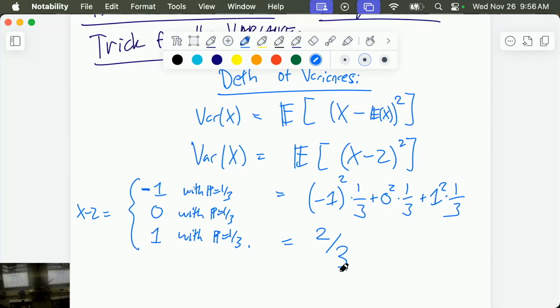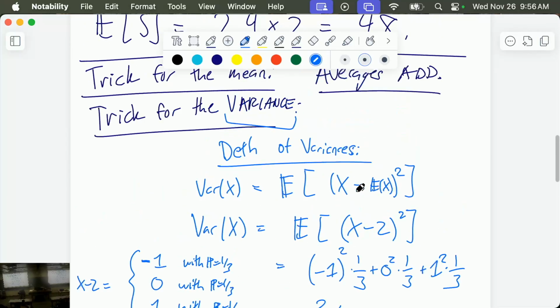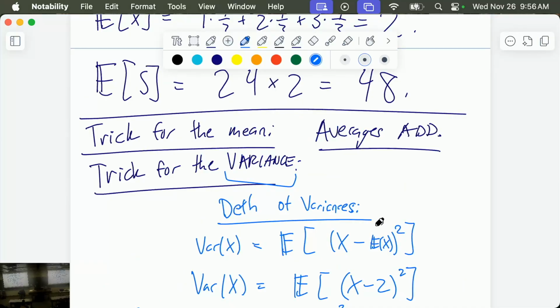That came straight from the definition. I think this is the only way to do that part. The trick I wanted, though, was how do I get the variance of the sum? You see, because the sum is some crazy complicated distribution. Oh my God, we got to add up 24 things.